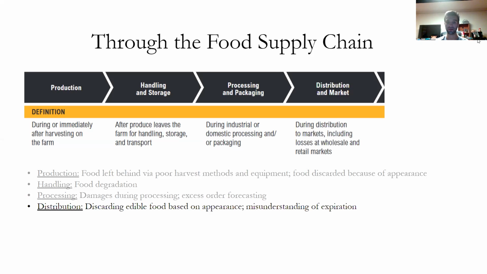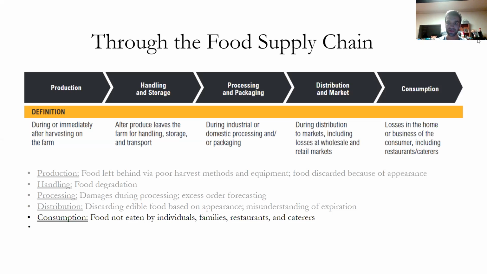Another is distribution and market, which is literally just selling it at this point. In a lot of places, there is a ton of edible food that is just going to waste just because, like, this apple has a brown spot. Or you look at a sticker and you're like, it's expired. And the last is consumption, as if people are buying too much, they're not eating it, and they're just throwing it out, they're letting it mold. That is a lot of food that could be going to actual use.